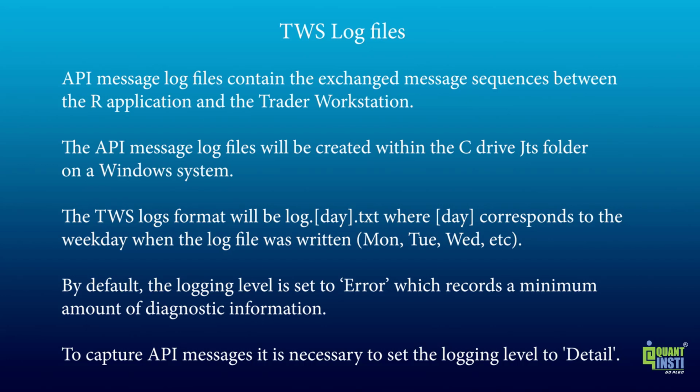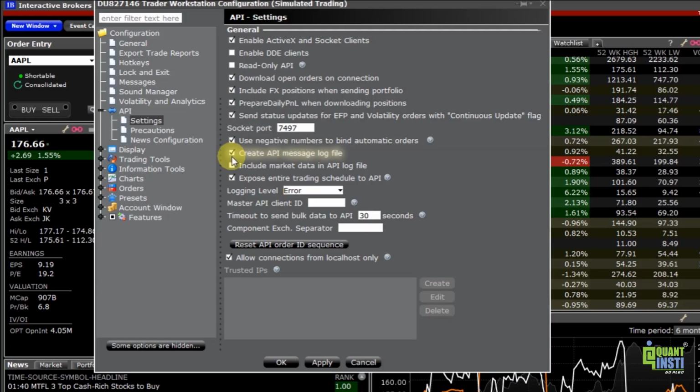By default, the logging level is set to error, which records a minimum amount of diagnostic information. To capture the API messages, it's necessary to set the logging level to detail. We will see how the API log files are created in a later video when running an automated trading strategy. If you also check the Include Market Data in API log file box, it will cause real-time market data to be captured in the API when troubleshooting market data problems.